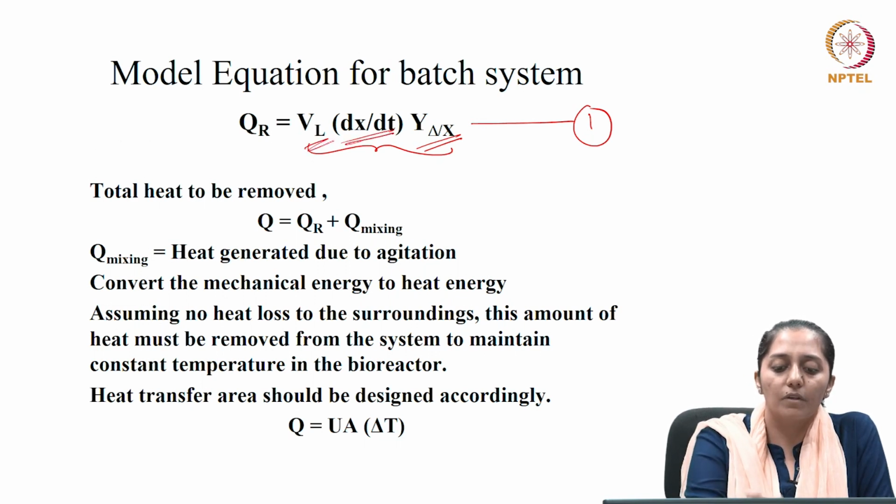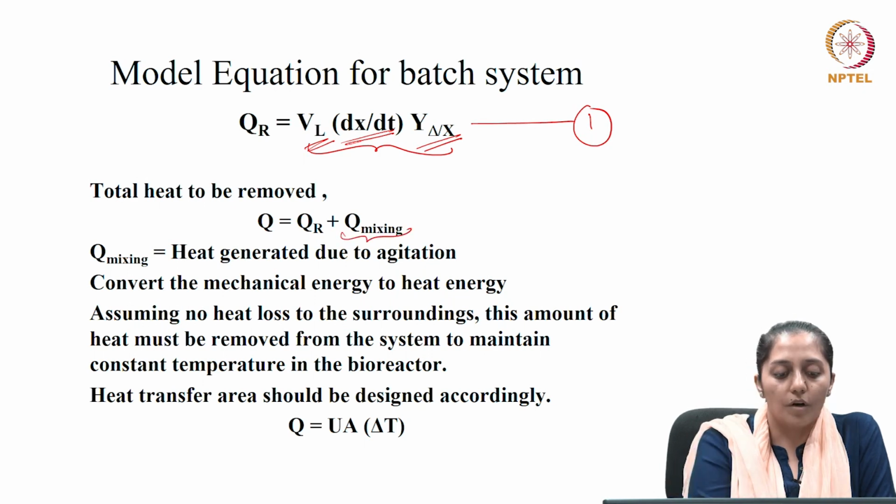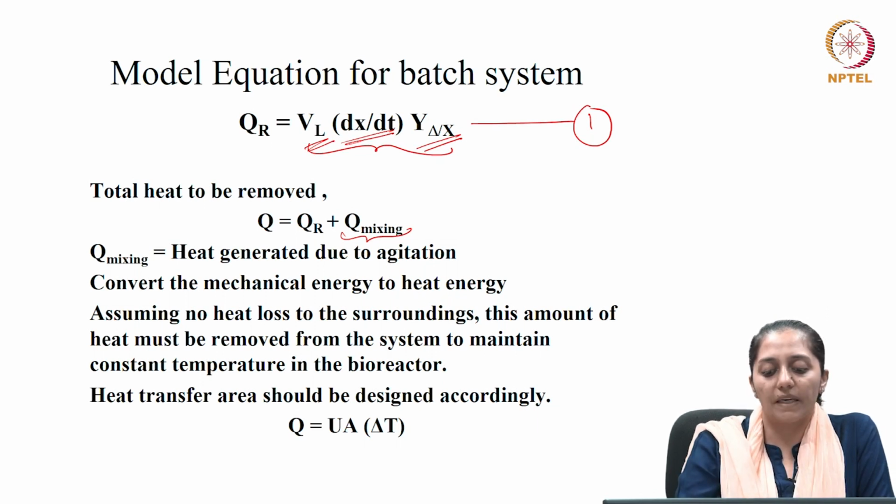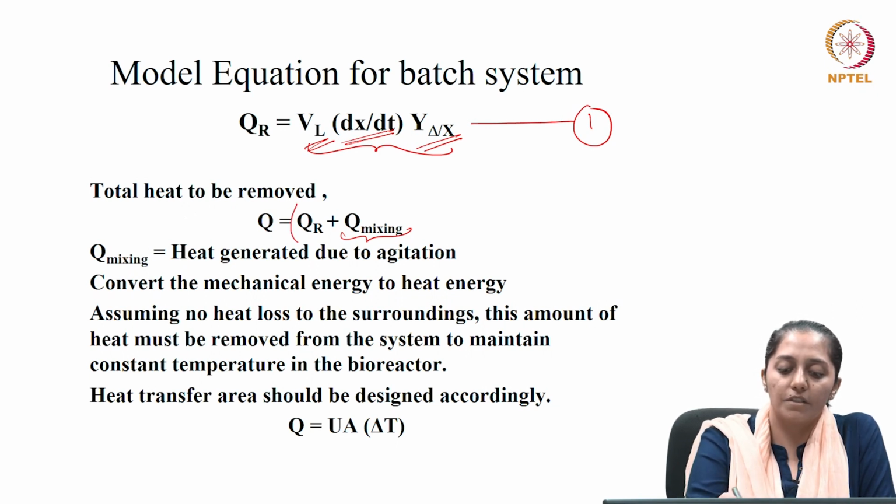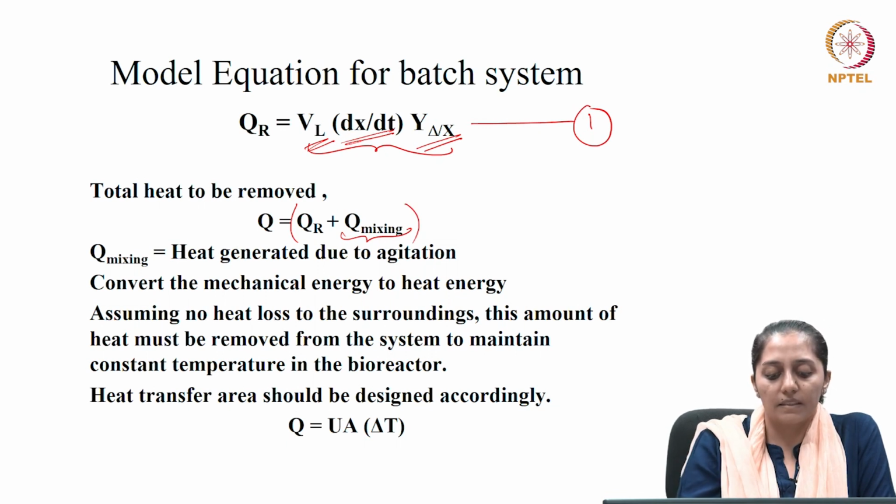VL stands here for the volume of the batch system. Due to agitation, the heat generated is Q mixing. Now, in order to convert this mechanical energy to heat energy, assume no heat loss to the surroundings. This amount of heat must be removed from the system to maintain constant temperature in the reactor. So, this total heat which is being generated has to be removed.